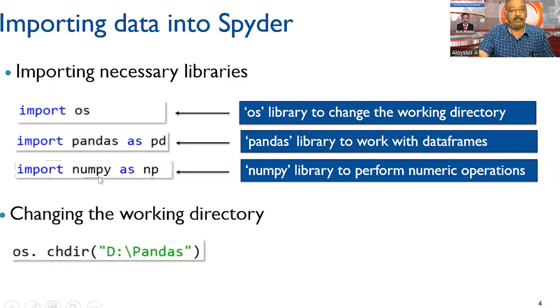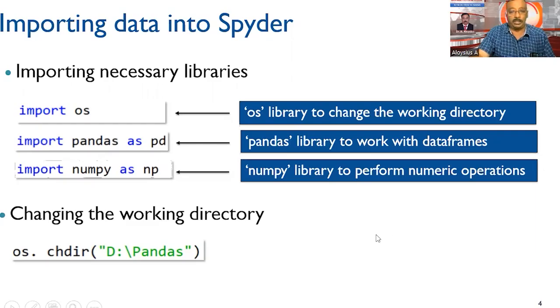And we have discussed NumPy earlier. Pandas works in combination with NumPy, so you need to have NumPy also. You can use import os, import pandas as pd, and import numpy as np for numerical calculations. os.chdir will change the working directory to the Pandas directory, where we are going to perform all our operations with respect to Pandas.